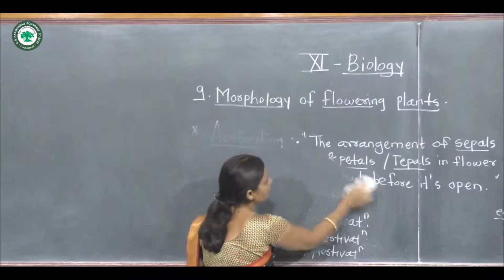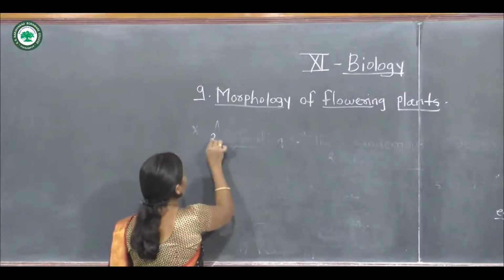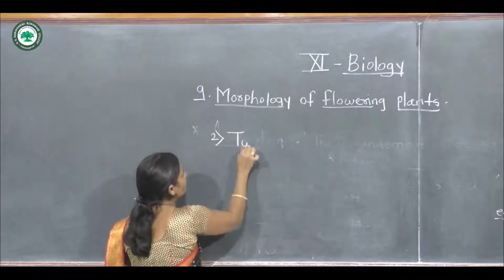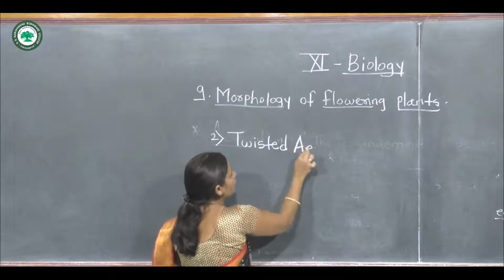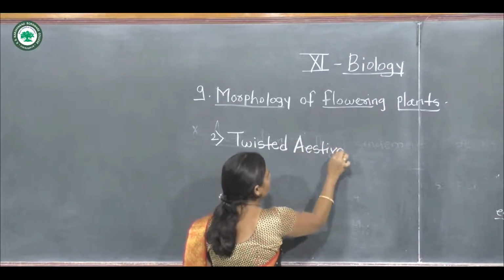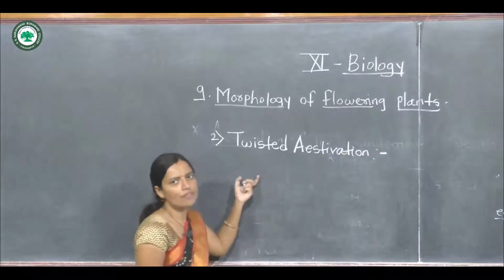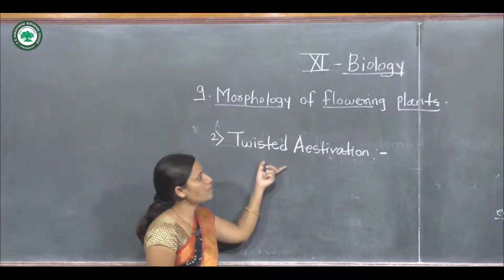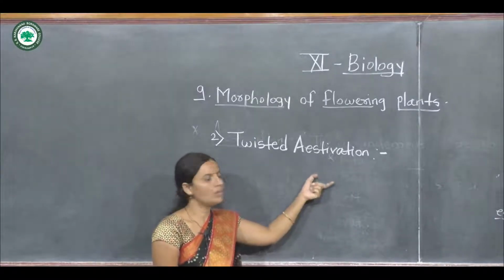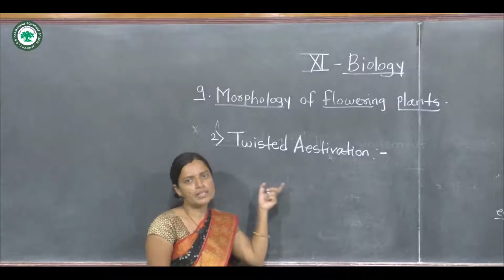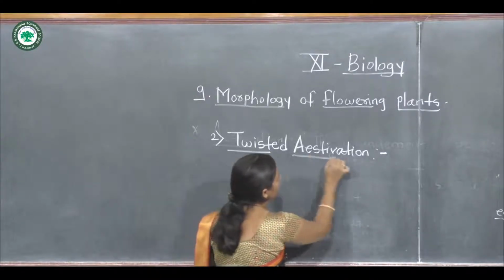Now the second type of estivation is twisted estivation. In this type of estivation, the sepals or petals are overlapping. They overlap with each other, and this type of estivation is called twisted estivation.